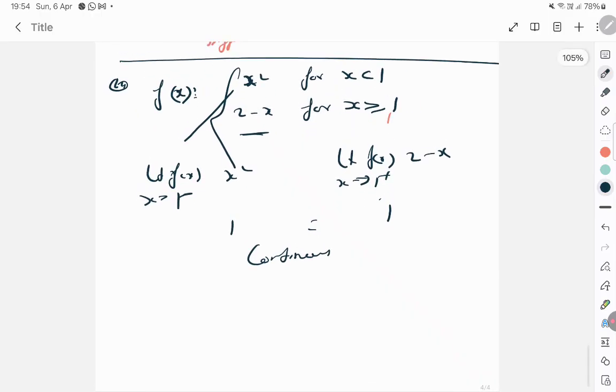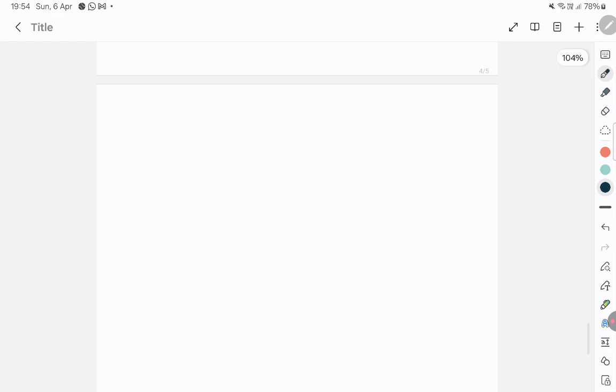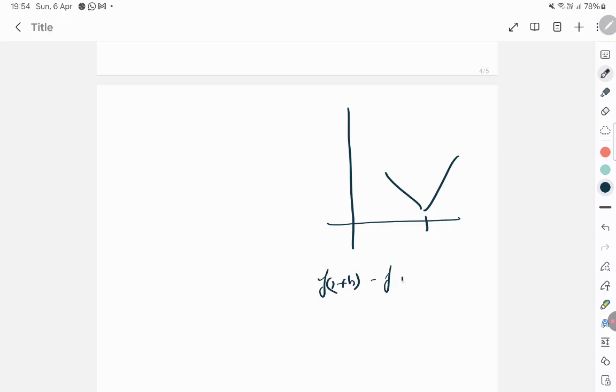Only when it's continuous can you check differentiability. Every differentiable function is definitely a continuous function, but every continuous function may not be differentiable. We understood this. So let's see differentiability now. Let's do differentiability at 1. You approach 1 from the left and from the right. So f of 1 plus h minus f of 1 by h, and you know it's not differentiable. You know the answer itself because I taught you a shortcut.